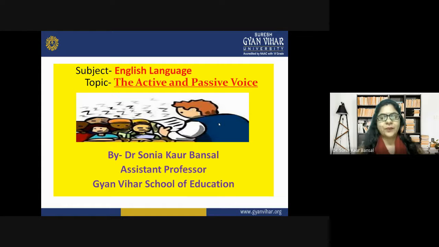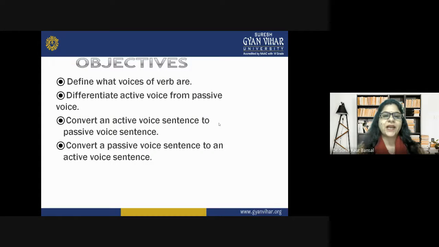So students, today's learning objective of my class would be to define what voices of verbs are. We will also learn to differentiate active voice from passive voice. We will also convert an active voice sentence to passive voice sentences. And we will also learn to convert a passive voice sentence to an active voice sentence.